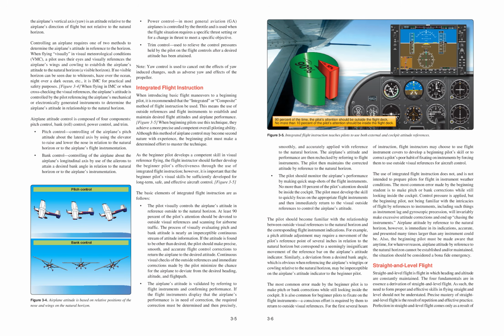The pilot should become familiar with the relationship between outside visual references to the natural horizon and the corresponding flight instrument indications. For example, a pitch attitude adjustment may require a movement of the pilot's reference point of several inches in relation to the natural horizon but correspond to a seemingly insignificant movement of the reference bar on the airplane's attitude indicator. Similarly, a deviation from a desired bank angle, which is obvious when referencing the airplane's wingtips or cowling relative to the natural horizon, may be imperceptible on the airplane's attitude indicator to the beginner pilot.